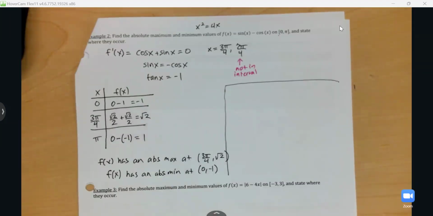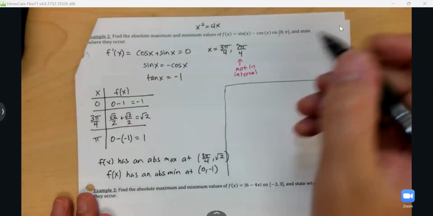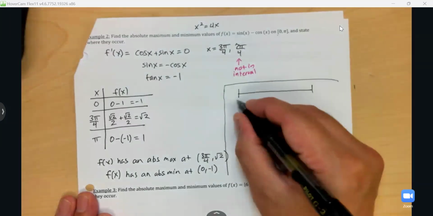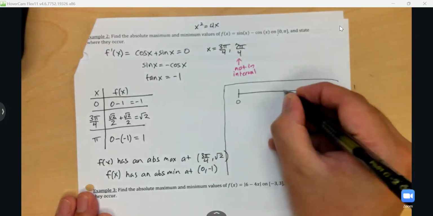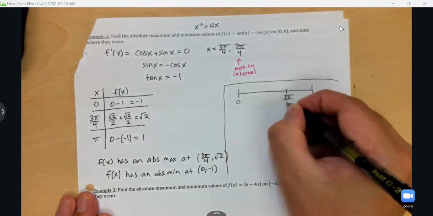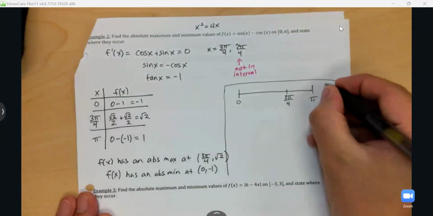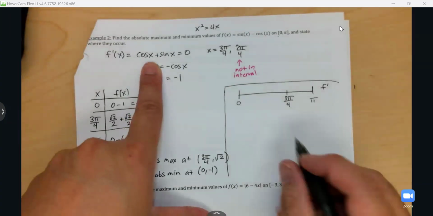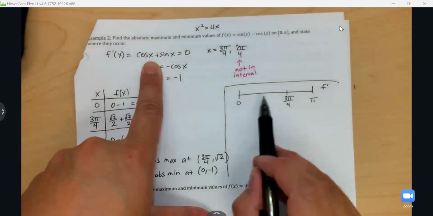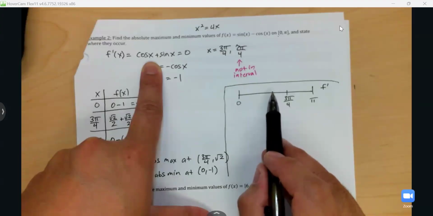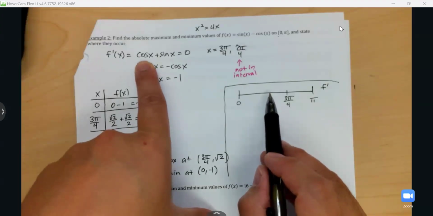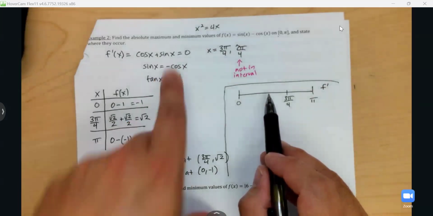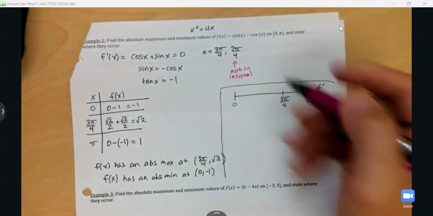All right, so if I create my sign chart from 0 to pi, I have 3 pi fourths here, and I'm doing the sign chart for f prime. Remember, f prime was up here. If I put in something like pi halves, which is to the left of 3 pi fourths, well, cosine of pi halves is 0 and sine of pi halves is positive 1. So I'd get a positive interval here.